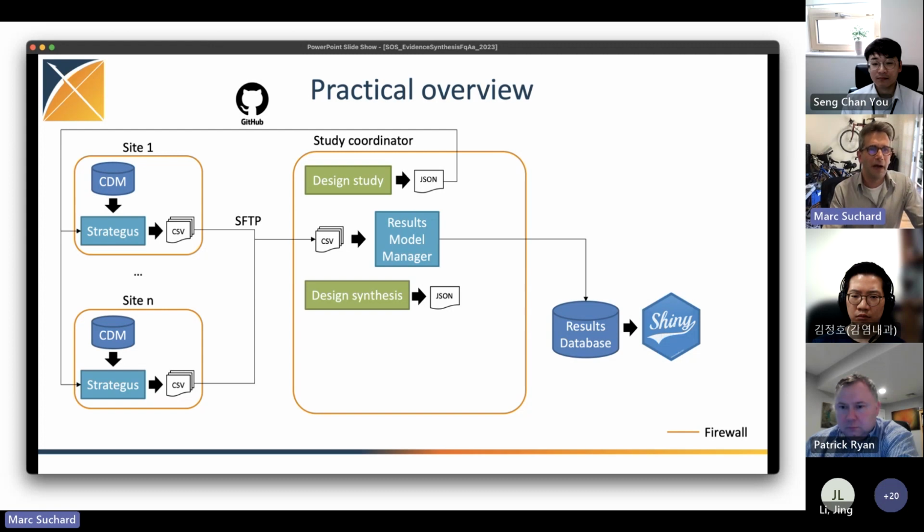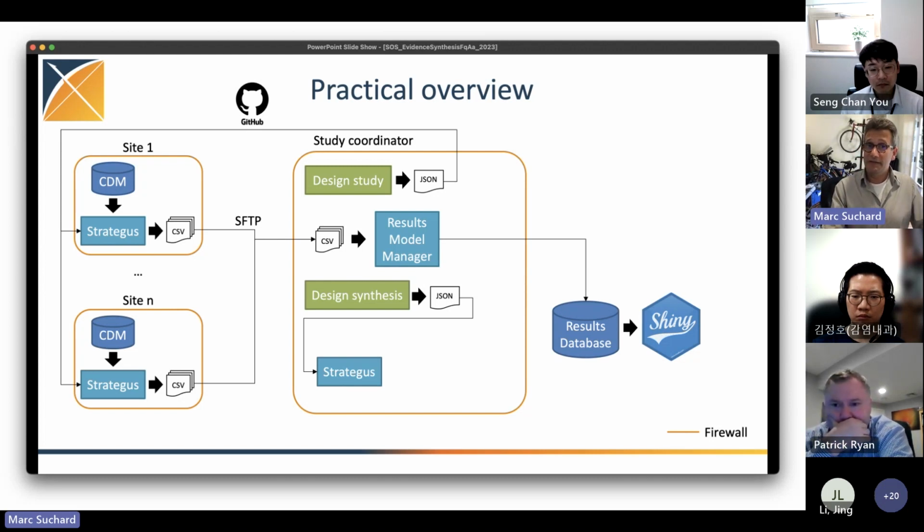Today, we're going to talk about evidence synthesis, which works very similarly after all the results have been added to the database. We're going to design our synthesis and then put that into a single JSON file. And that JSON file can also be ingested by Strategist to fit the evidence synthesis that we've discussed here.